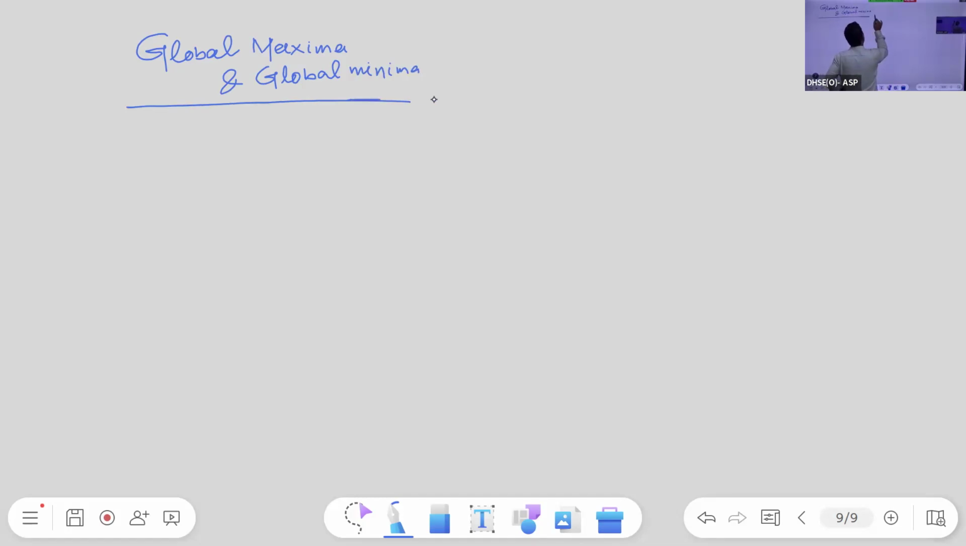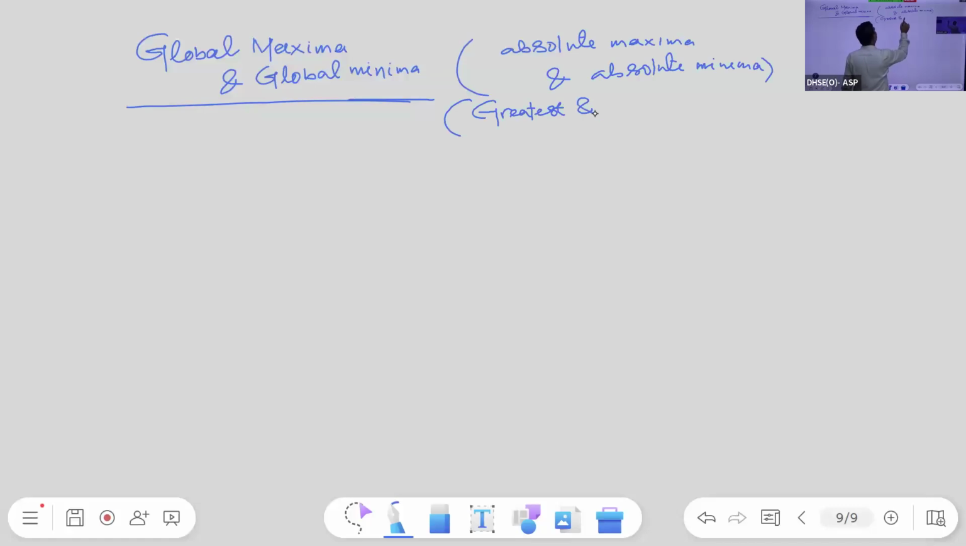And come to global maxima and global minima, also known as absolute maxima and absolute minima, or greatest and least value.